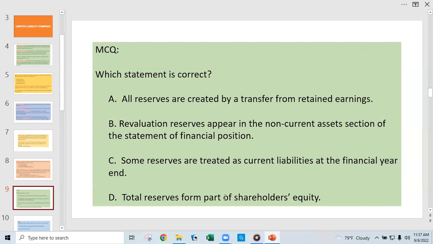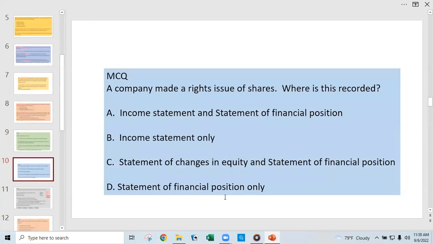The next question is, a company made a rights issue of shares. Where is this recorded? The rights issue is not an income. Therefore, A and B are out of the possibilities. We are required to show the movements of equity in the statement of financial position. Therefore, the answer is C.